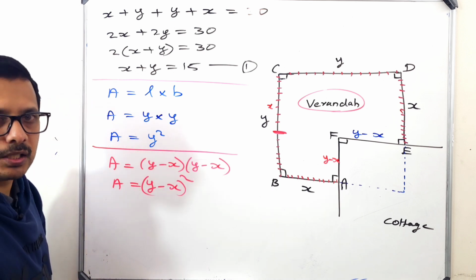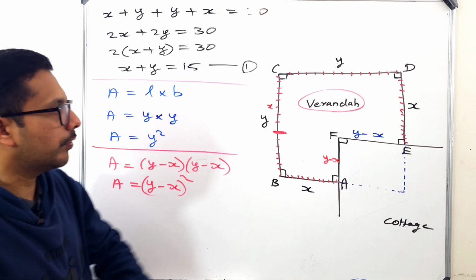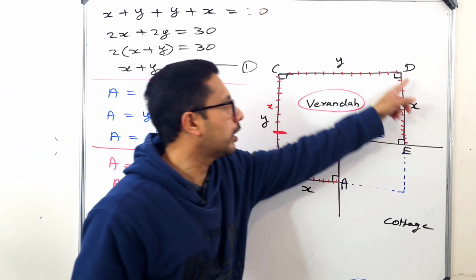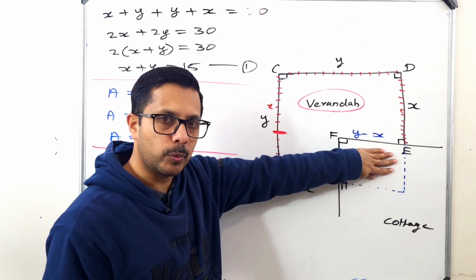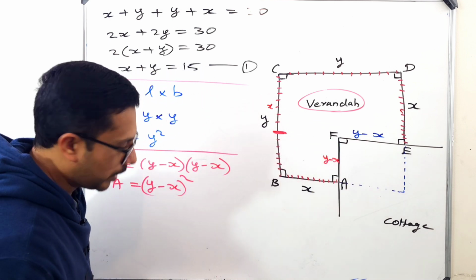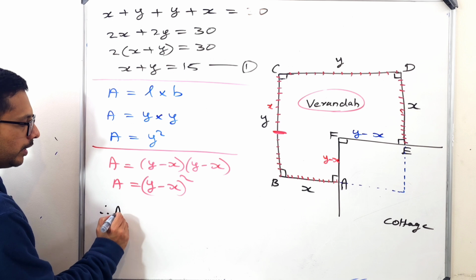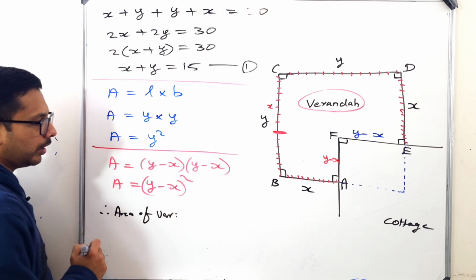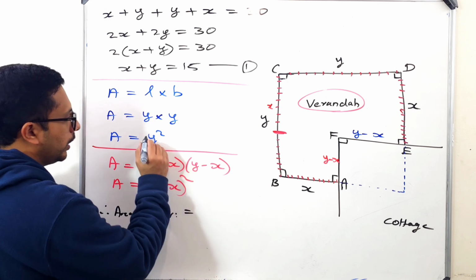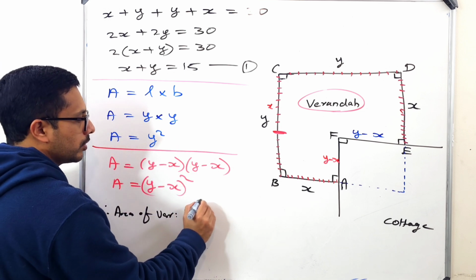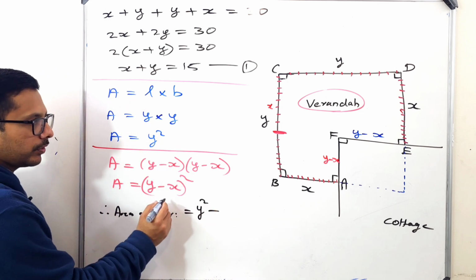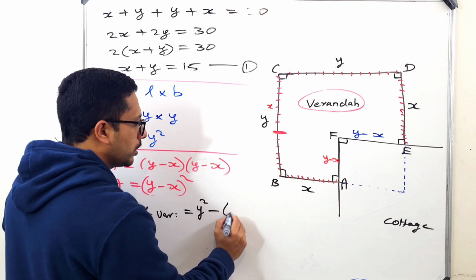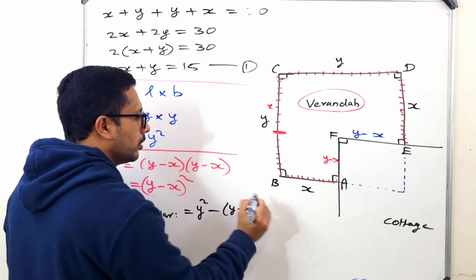Okay, so what is our question? Maximum area of the veranda. So how can I find the area of the veranda? Only the total area minus the area of this portion. So what is the total area? Therefore area of veranda is equal to total area we already got as y square minus, what is the area of this portion we got? Y minus x square.